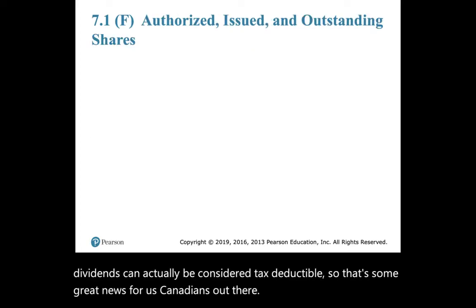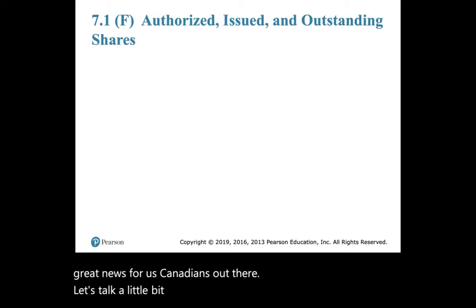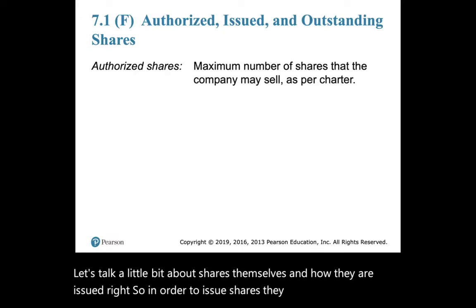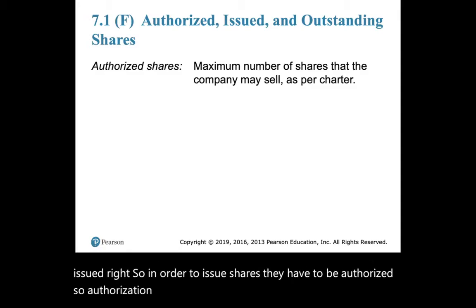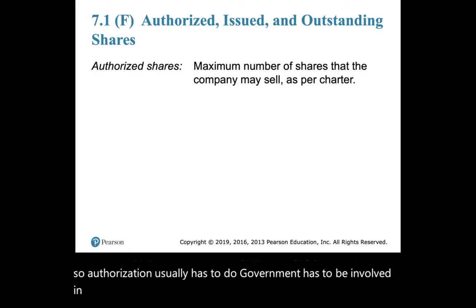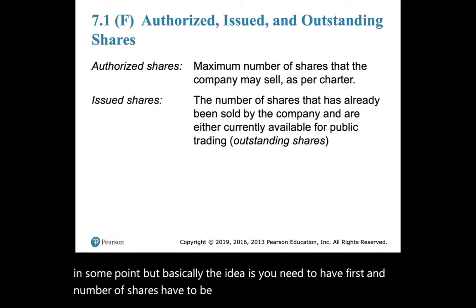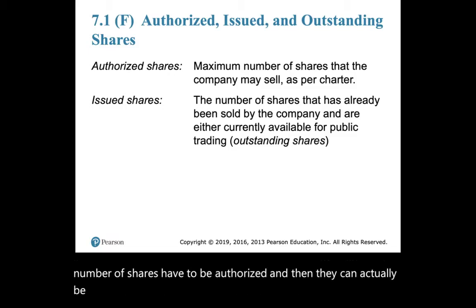Let's talk a little bit about shares themselves and how they're issued, right? In order to issue shares, they have to be authorized. Authorization usually means the government has to be involved at some point. But basically the idea is that a number of shares have to be authorized first, and then they can actually be issued. And there are two ways they can be issued.